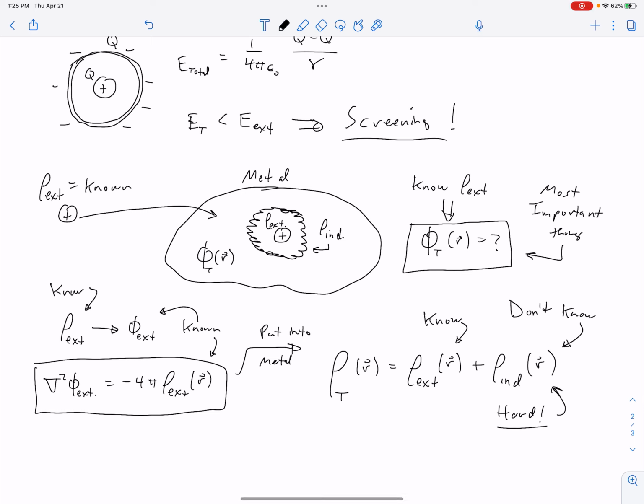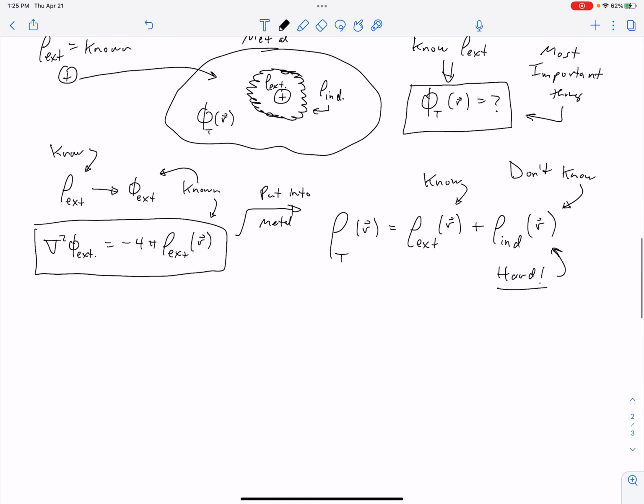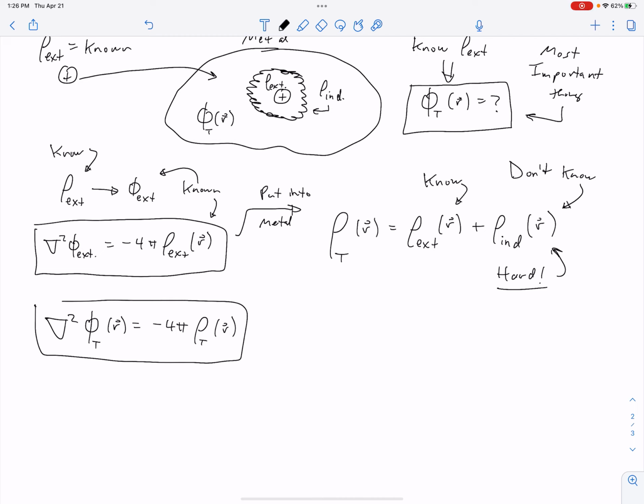How do we figure out what that induced charge is? That's the hard part of screening. So the whole concept of screening is to figure that out, because if we knew the induced charge, then we would know the total charge, and then we could say that the total potential, the thing we want, is simply equal to negative 4 pi rho total. So this is what we want, the total potential.